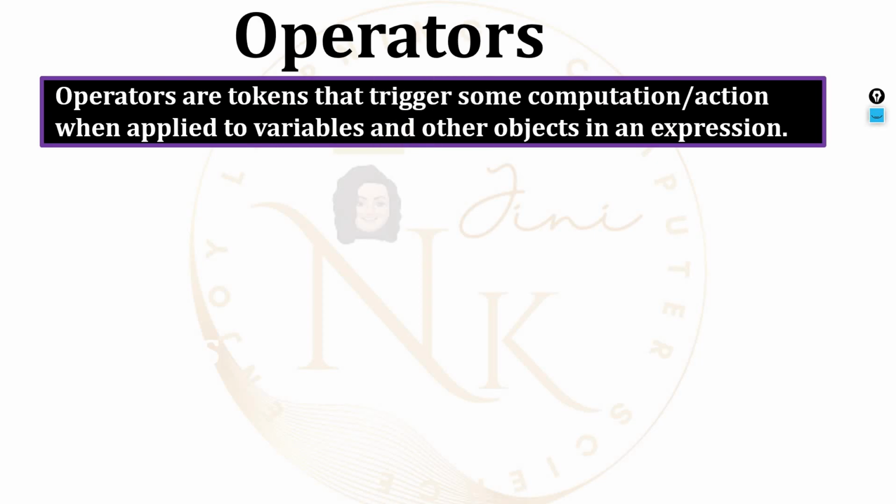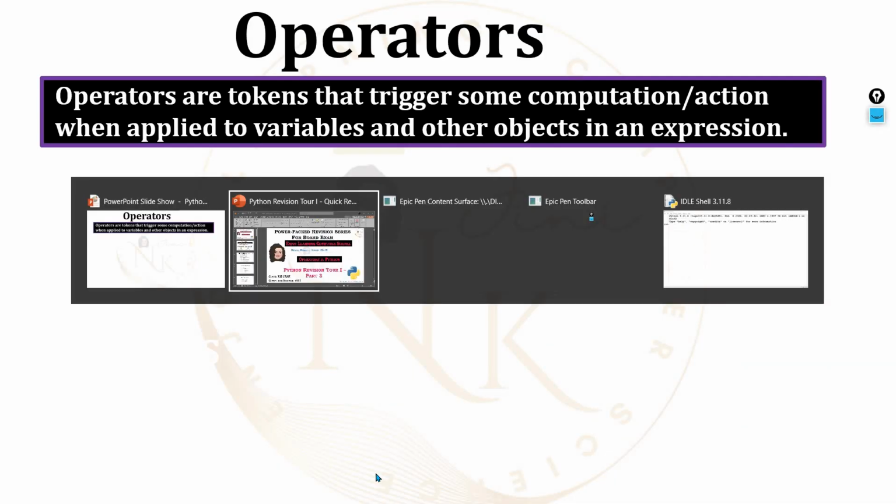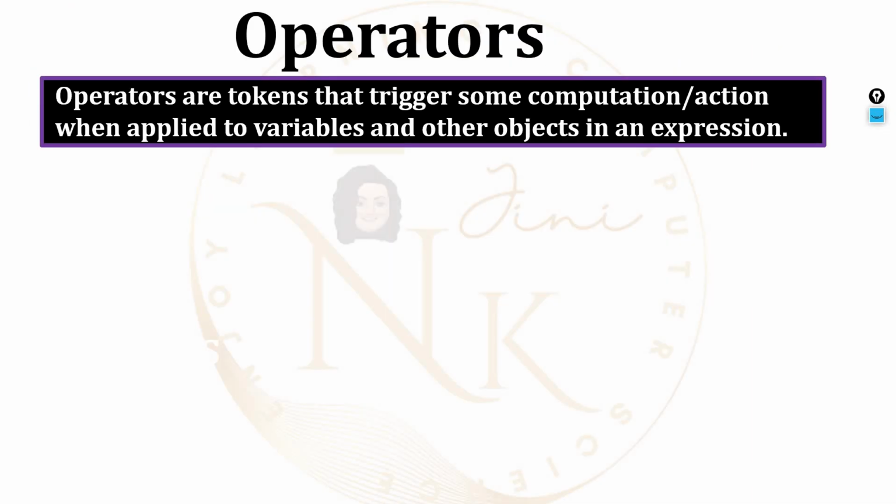Operators. Operators are nothing but tokens that force some action to take place. For example, if I'm typing A is equal to 100, does any action take place? No. But if I give 100 plus 20, plus is an operator. So what happens? You get 120. So some action takes place. Operators are tokens that trigger some computation or action when applied to variables and other objects.